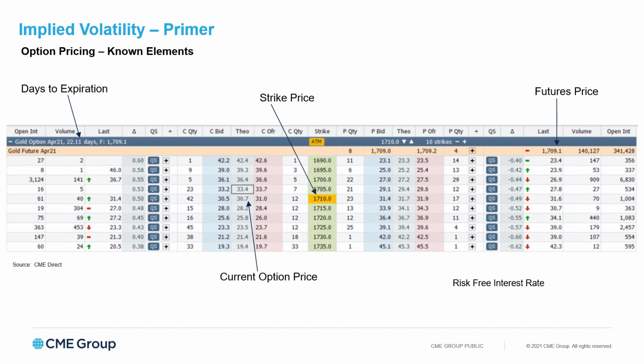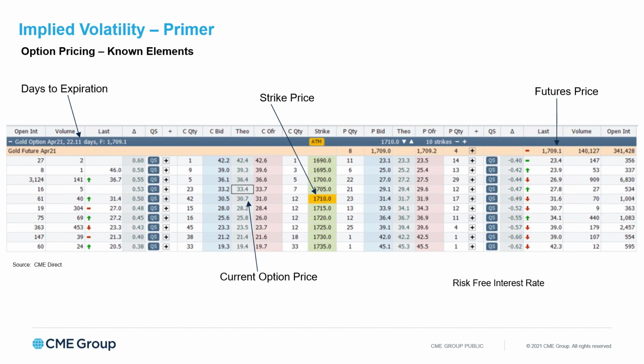So with that, I've got in front of you what I would consider known elements to pricing an option. And the way I think of implied volatility is a little bit different than what you might read a lot, which is that implied volatility is an input to an option pricing model like Black-Scholes or Whaley or any of the standard models. I kind of think of implied volatility as something that falls out of the model.